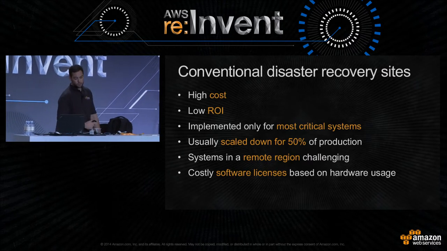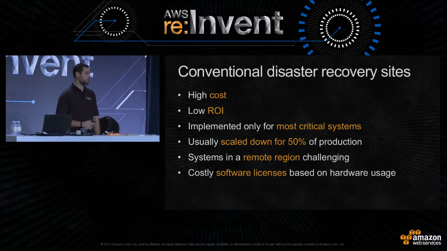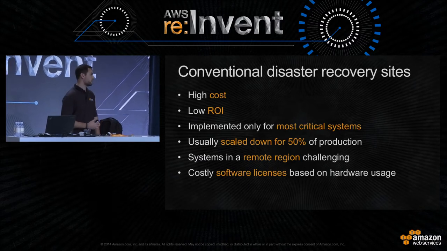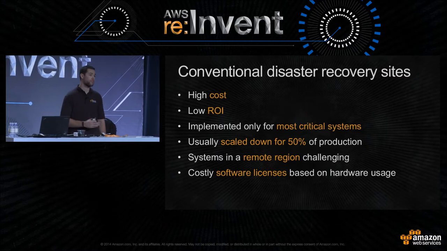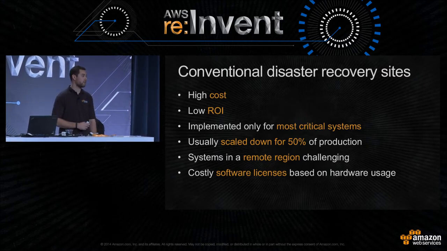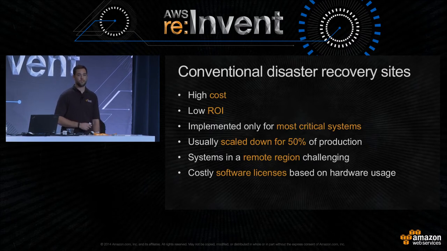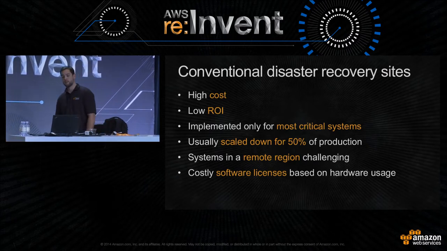Another point here, systems in a remote region can be challenging. Generally, if you're on the East Coast of the United States, you've got your technical staff there on the East Coast with you. If you deploy another site on the West Coast, you generally need to fly those guys out there to do the implementation of the secondary site. Okay, so it's not generally where your point of business is and where your expertise is. So that can be costly and challenging as well.